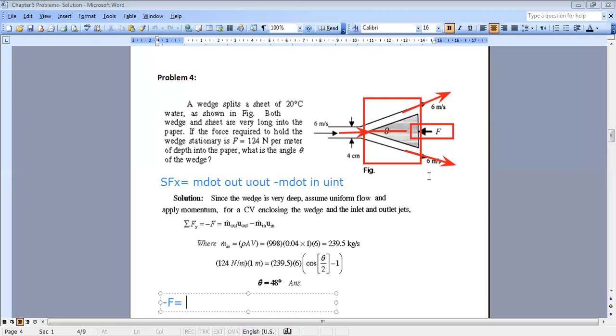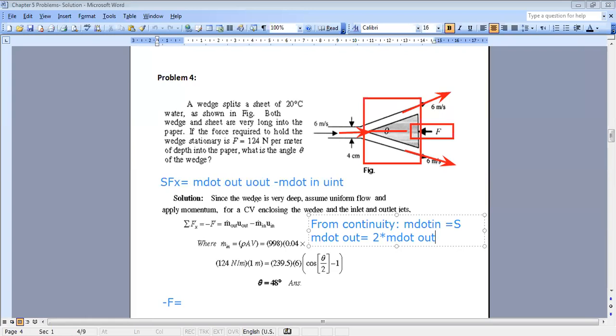So how can we get this result? From continuity. So let us start by continuity. From the continuity equation, here you have a steady application. When you have a steady application, you can say that m dot in is equal to sum of m dot out, because here you have two outlets. So you can say here that it is equal to 2 times m dot out. We assume that they are equal due to the symmetry in the figure.